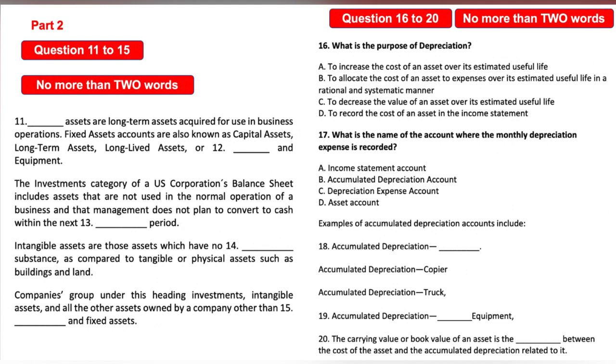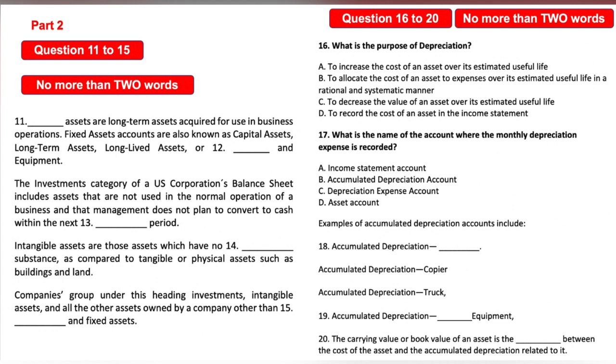Examples of accumulated depreciation accounts include accumulated depreciation, building, accumulated depreciation, copier, accumulated depreciation, truck, accumulated depreciation, office equipment, and so on. The purpose of each accumulated depreciation account is to show how much of the cost of the asset has been allocated as an expense to previous accounting periods. Its balance shows the cumulative sum of all depreciation expense recorded for that asset.